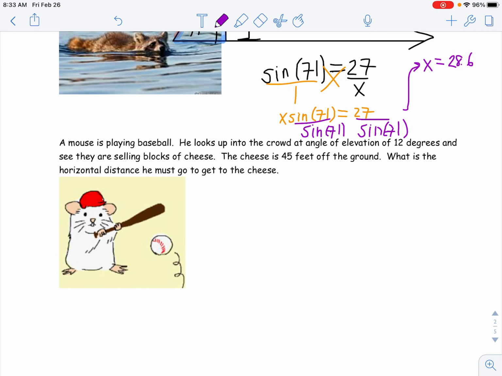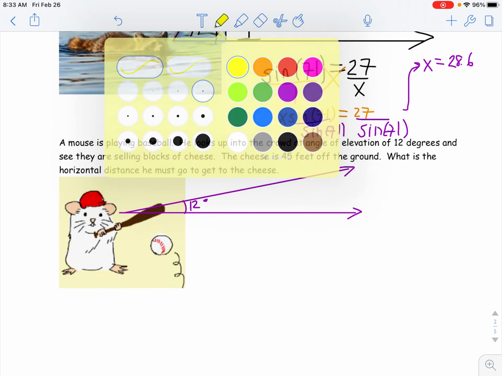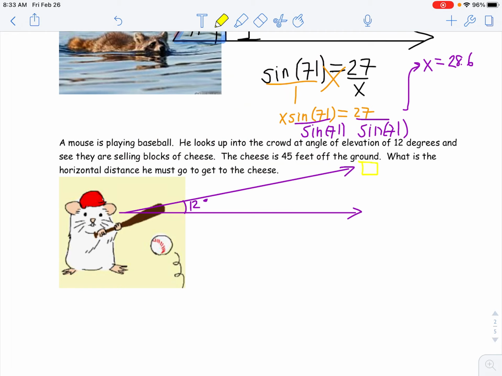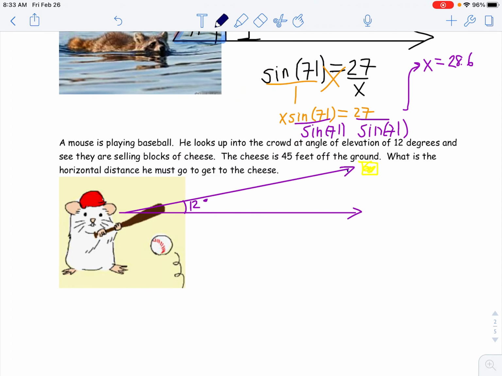And then a mouse is playing baseball and he looks up to the crowd at an angle of elevation of 12 degrees. So straight out, then up. Angle of elevation is 12 degrees. All right. And he sees that they're selling blocks of cheese. All right. So here's the cheese he sees. The cheese is 45 feet off the ground. So we'll just keep it simple and say this is 45 feet right here.